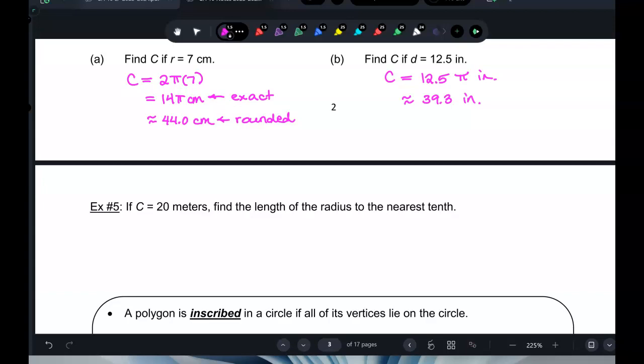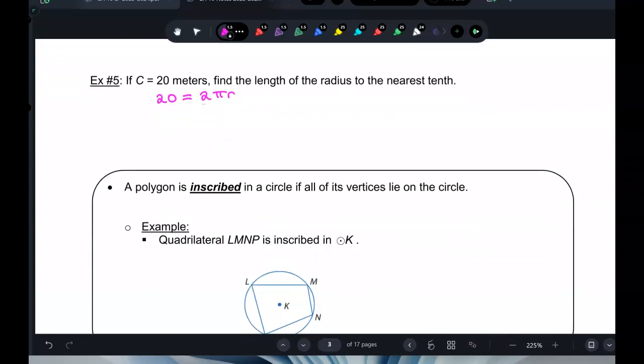All right, now what if we want to work backwards? What if we have the circumference, 20 equals pi d, or you could do 20 equals 2 pi r? Is it not just like 10? So it's 20 divided by 2 pi. Okay, so I'm going to divide by 2 pi.